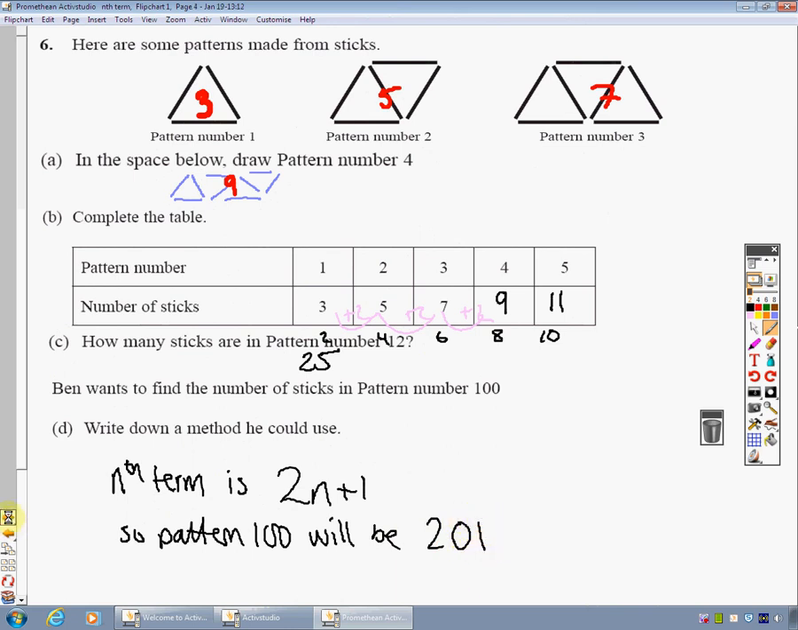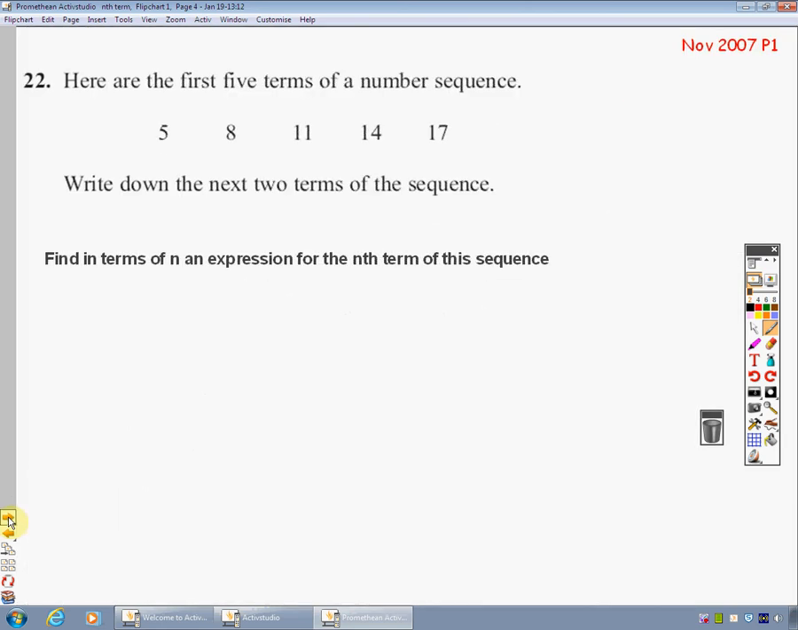Okay, some more examples here of finding the nth term, but this is when we don't have all those patterns at the beginning to help us out and see what we're doing. So first of all, write down the next two terms of the sequence. Well, I've got to try and work out what's going on. I always look for the difference. 3, 3, 3, 3. Add 3, add 3, add 3, add 3.